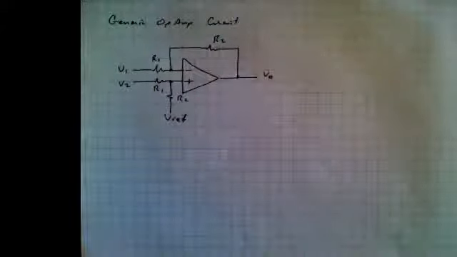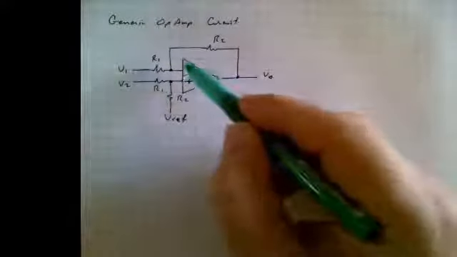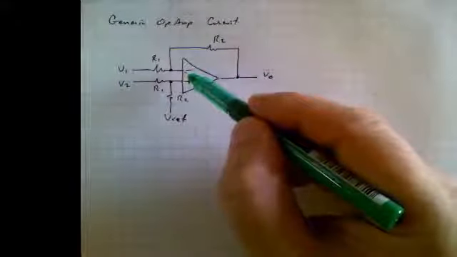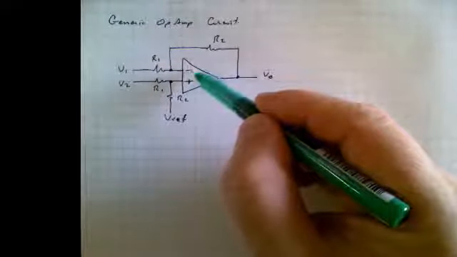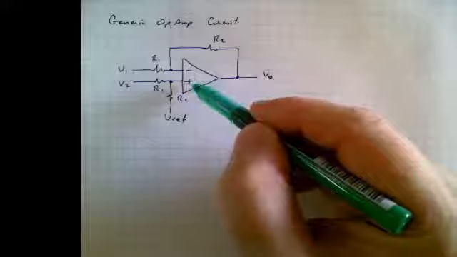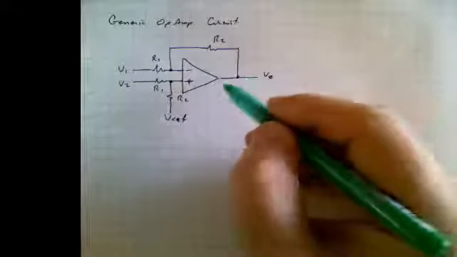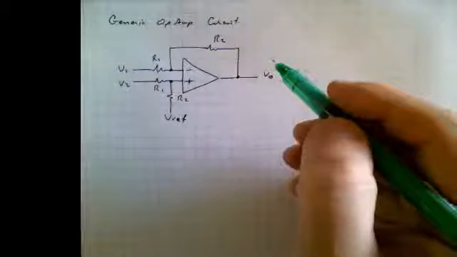This is a generic operational amplifier, simply referred to as an OpAmp. The OpAmp is this triangular shape object here. It has two inputs. One has a negative sign, the other a positive sign. The one with the negative sign is called the inverting input. The one with the positive sign is called the non-inverting input. And the end of the triangle here is called the output.